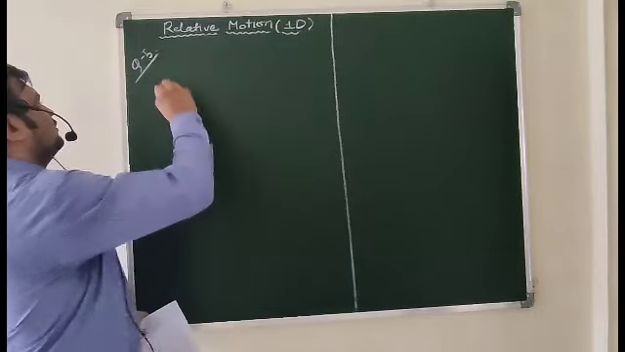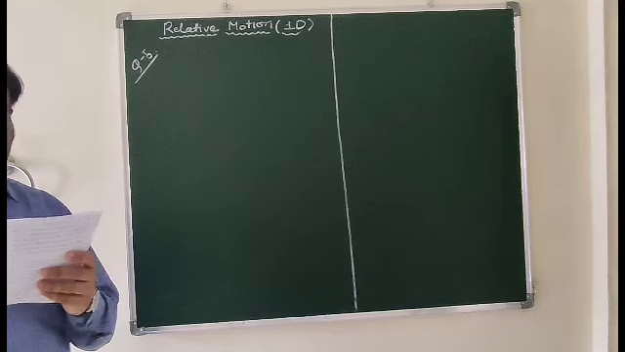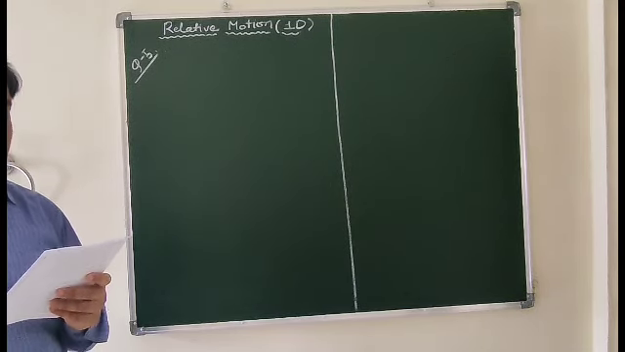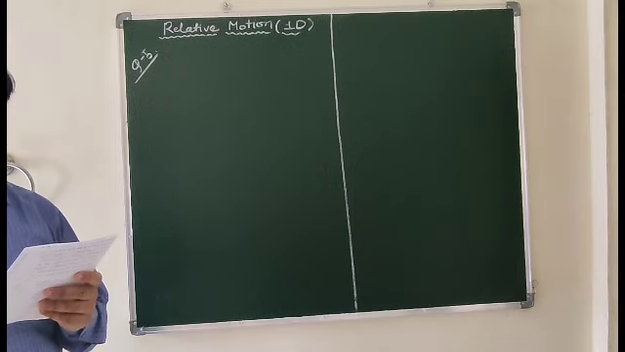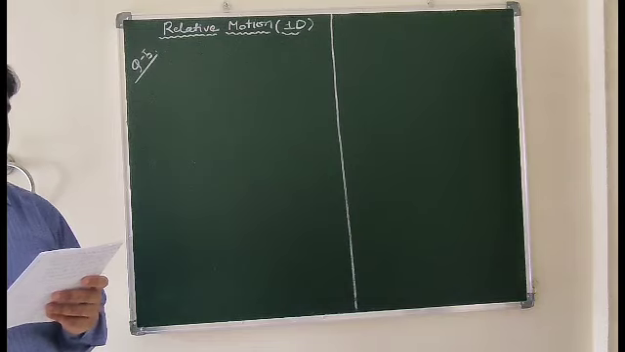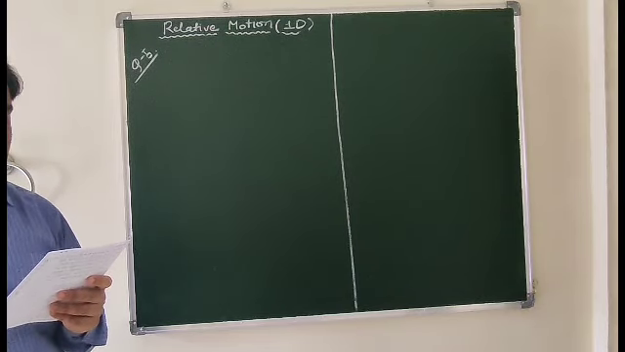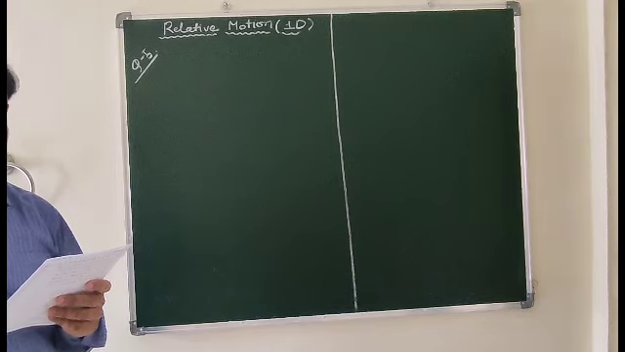So now, question number 5. Two cars are moving in the same direction with a speed of 30 km per hour. They are separated from each other by 5 km. Third car moving in the opposite direction meets the two cars after an interval of 4 minutes. What is the speed of third car?